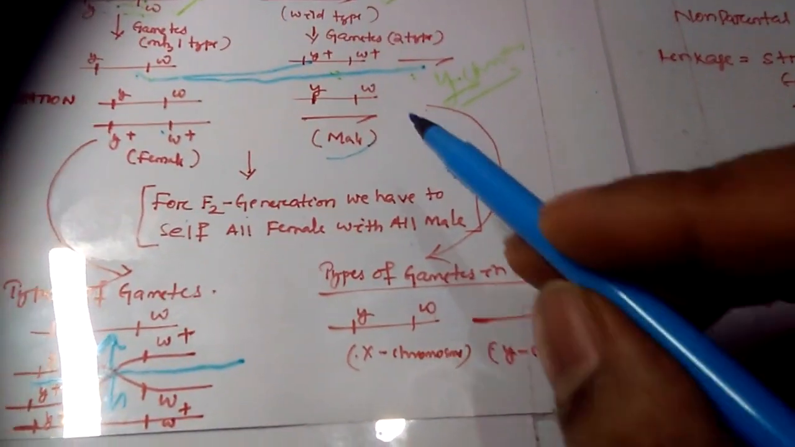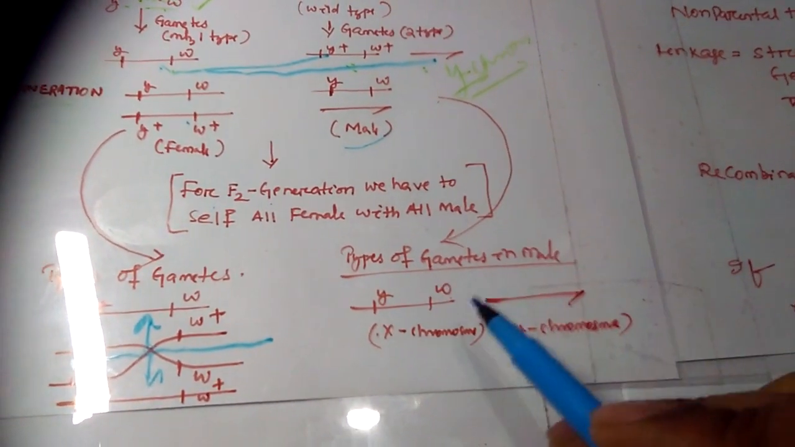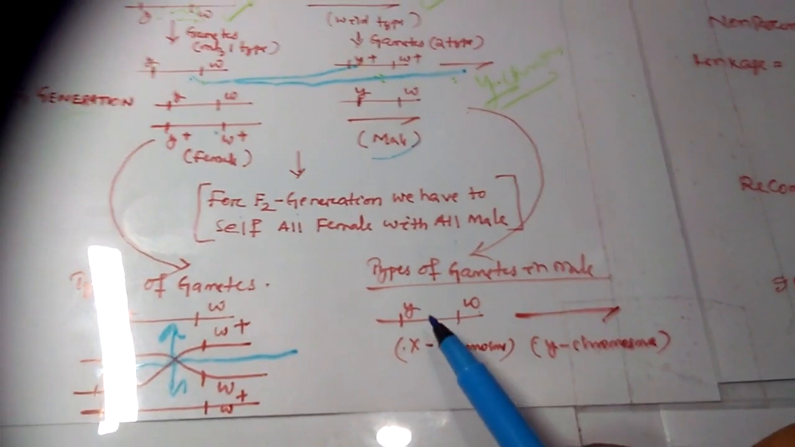So 4 different types of gametes you are getting from the female. Okay, from the female. So from the male, how many types will you get? The Y chromosome is very small compared to the X chromosome, so we don't consider that it is going for any crossing over, so we take it as such.